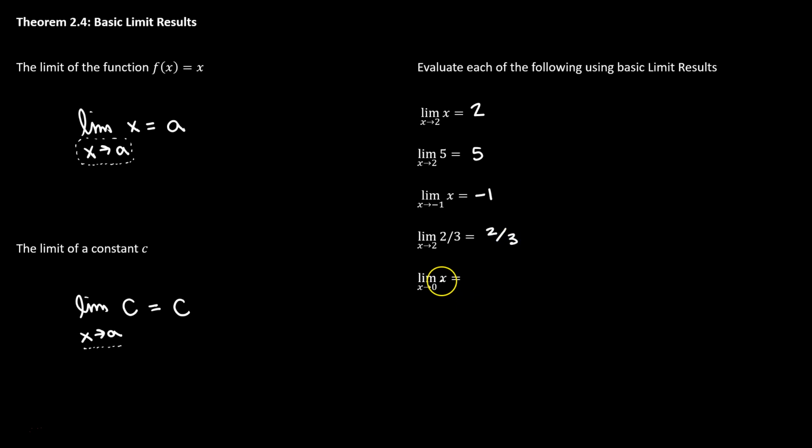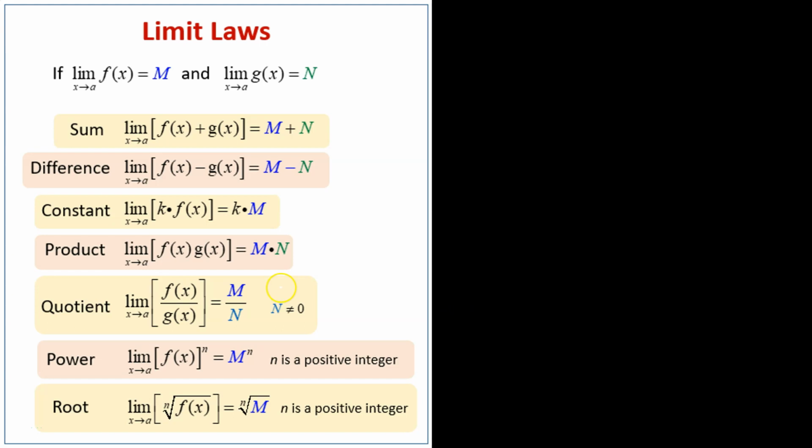Next, I'm looking again at the limit of the function x. This time x is approaching 0, so we will replace x with 0. I have another one down here, the limit of the number -1. That's a constant. Here x is approaching 2, but -1 is just -1. It doesn't depend on x, so I'll copy the -1 over.